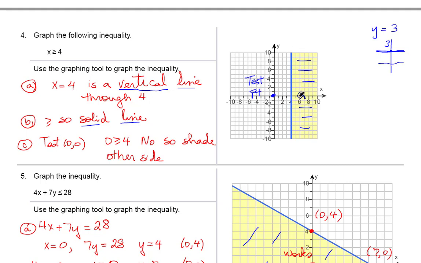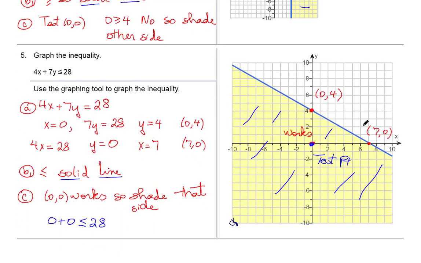All right, so I'm going to pick my test point. 0, 0 is not on the line. So let's see, is 0 greater than or equal to 4? No. So I'm not going to shade this side. I shade the other side.